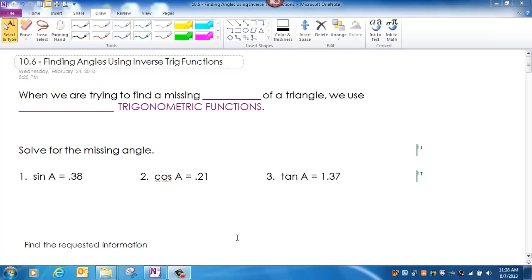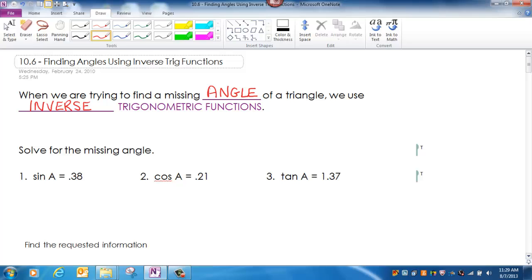Okay, when we are trying to find a missing angle of a triangle, we use inverse trigonometric functions. Now these keys on the calculator, we can find them by going over that in class. It depends on which type of calculator you have, where these buttons are. So we'll go over that, or maybe we already have before you've watched this video. So let's go ahead and try some examples.